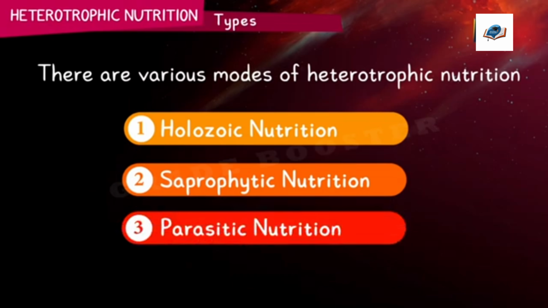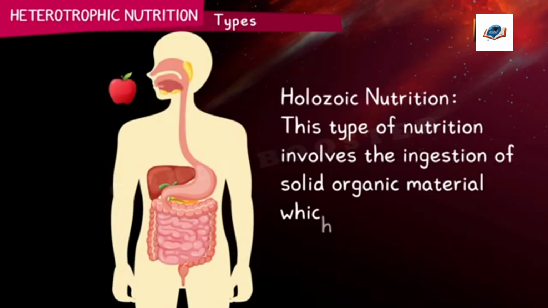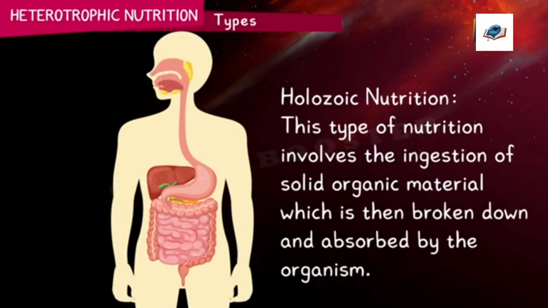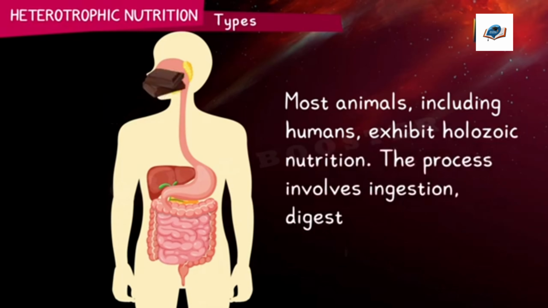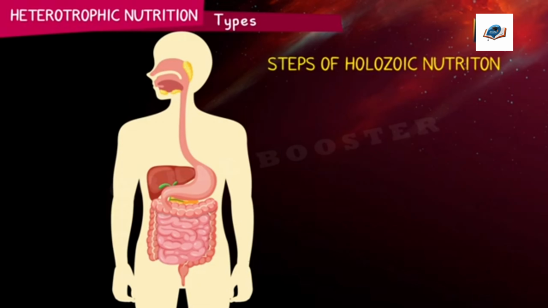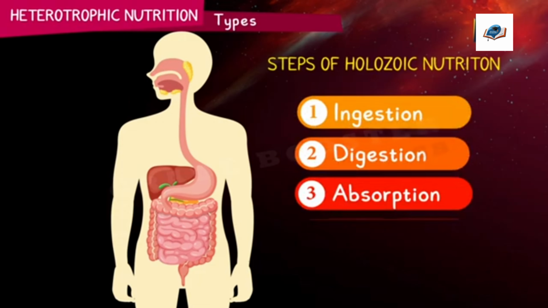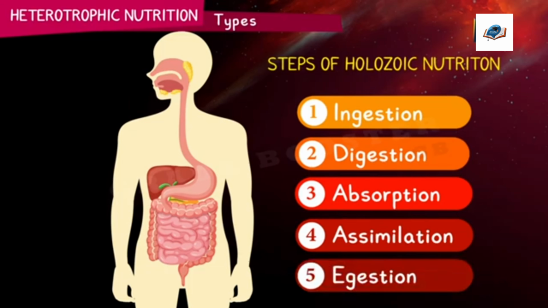Holozoic nutrition. This type of nutrition involves the ingestion of solid organic material which is then broken down and absorbed by the organism. Most animals, including humans, exhibit holozoic nutrition. Holozoic nutrition involves ingestion, digestion, absorption, assimilation, and egestion of food.